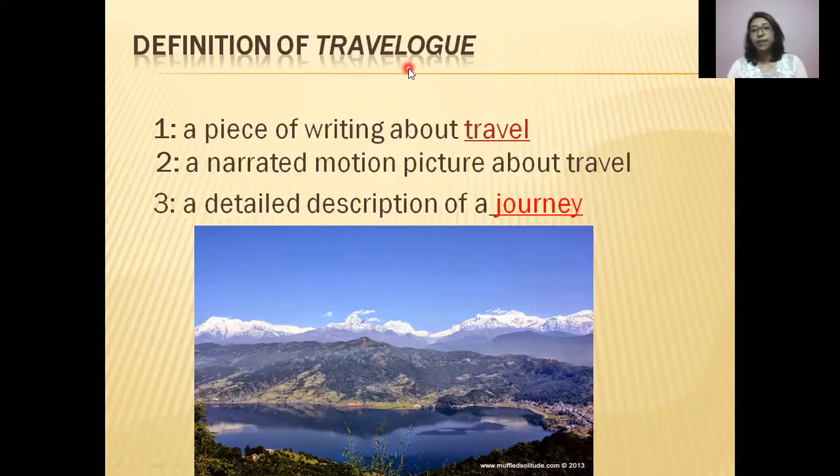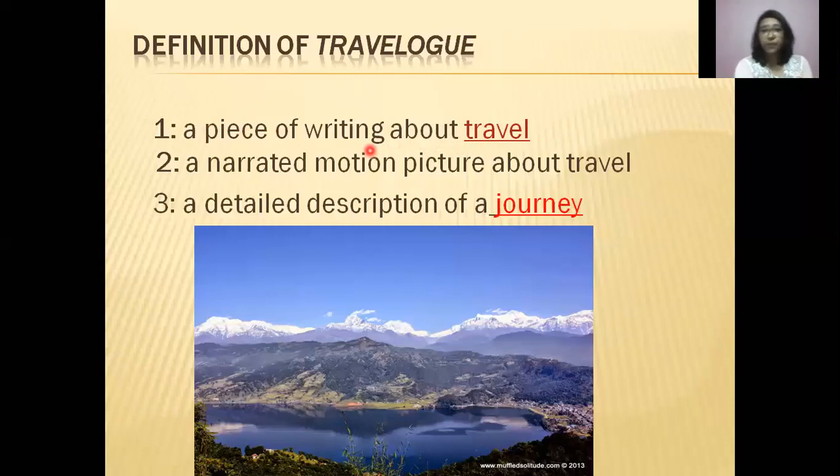So let's get started. Before knowing how to write a travelogue, we should know what is a travelogue. So what is a travelogue? I have prepared a definition for you. Number one, a piece of writing about travel. Which place you have traveled? What kind of place you have traveled? So you will be describing that travel in writing form.